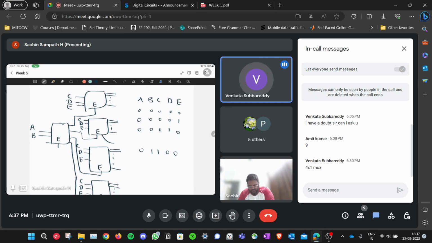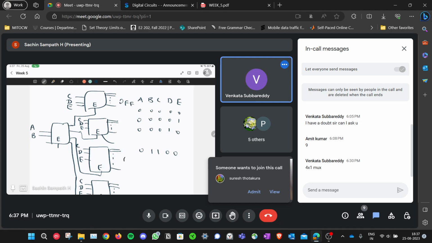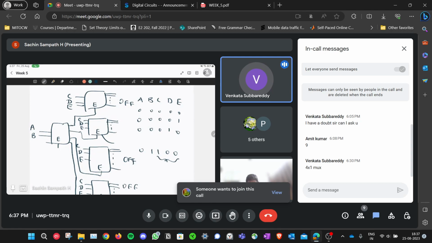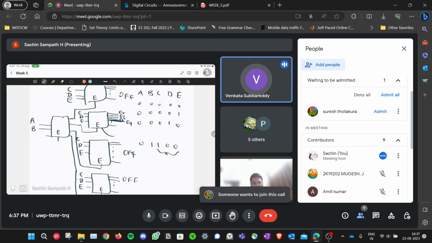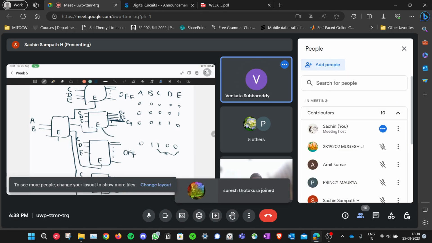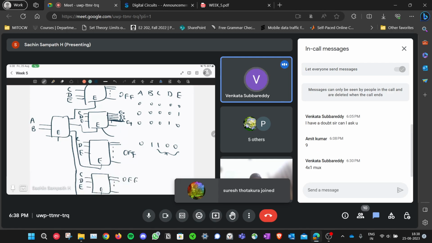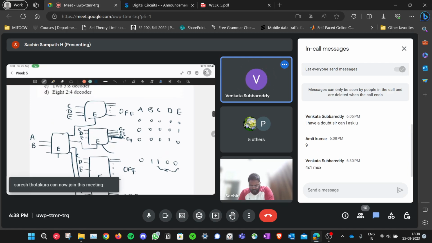This one. Yeah, this will be off. Off. But what about within this decoder? This... 0, 01, 02, 03, 04. Yeah. Okay, yeah, that's right.